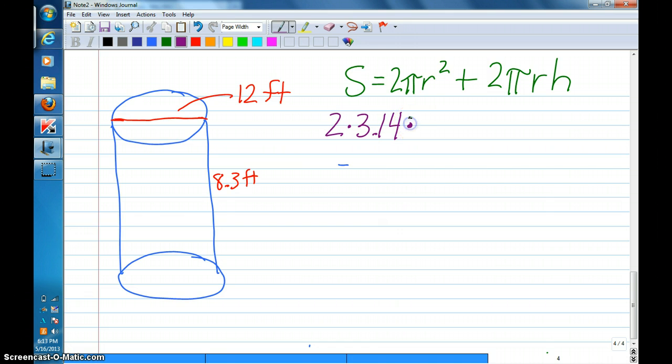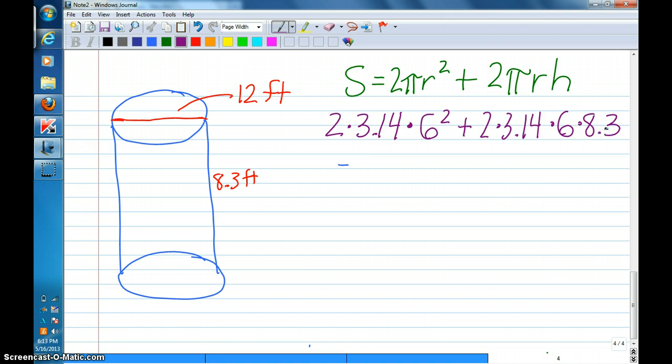Careful, look at the picture. Do they give us the radius? No, they give us the diameter. So instead of 12, I've got to cut the diameter in half. So the radius is actually 6 squared plus 2 times pi. The radius is 6. The height of this cylinder is 8.3.